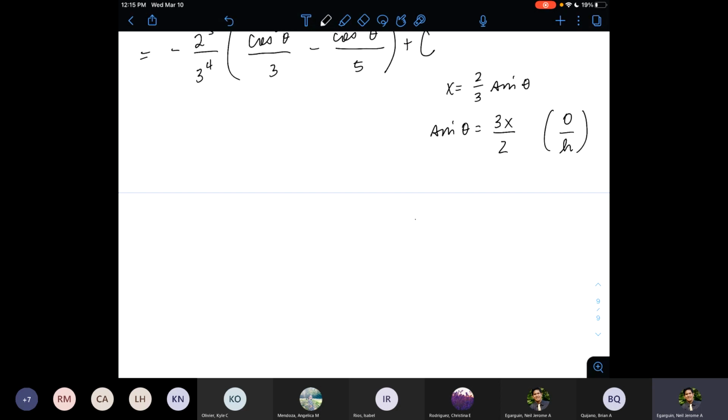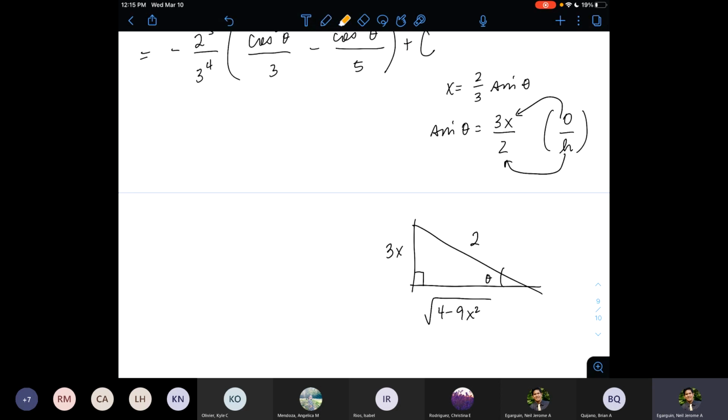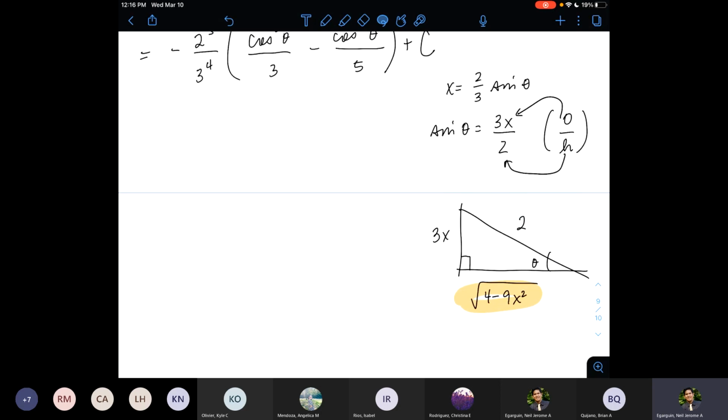So what we do, draw a right triangle. Say the right angle is over there. Let theta be here. And then opposite theta should be 3x units, right? Because that's opposite. And then the hypotenuse is 2. And then the third leg can be computed using a Pythagorean identity. That's going to be root of 4 minus 9x squared. And I knew that this substitution makes sense because I ended up with the original radical, right? Let me just put that on the side here.